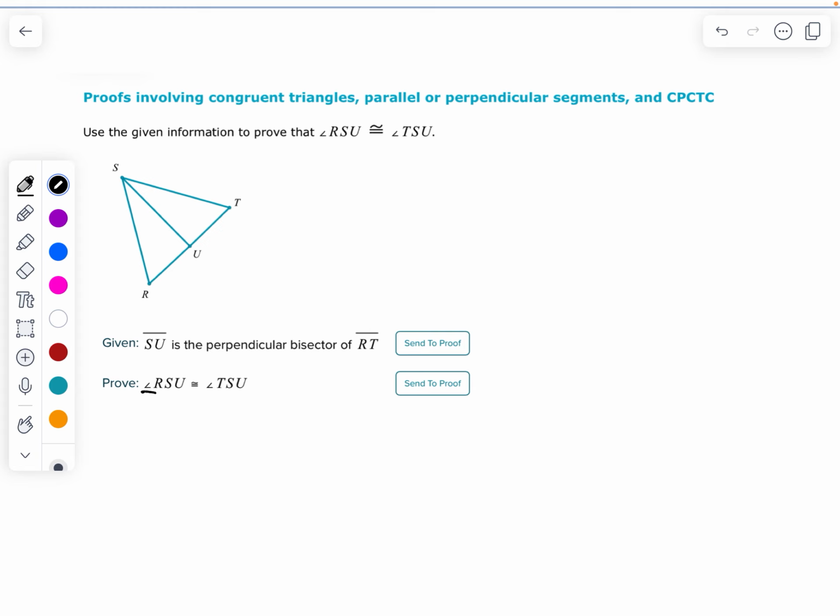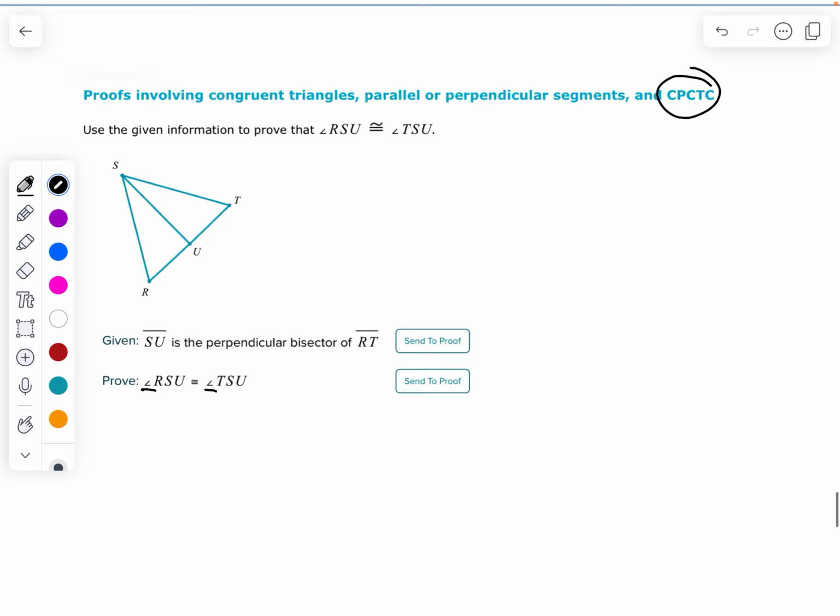So first of all, I notice that they want us to prove angle RSU is congruent to angle TSU. So we're probably heading towards a CPCTC moment. So we need to prove that triangle RSU is congruent to triangle TSU first. Okay? So this triangle to this triangle. All right. And we probably can put that down as something we can do. SU to SU, that's a reflexive bit there.